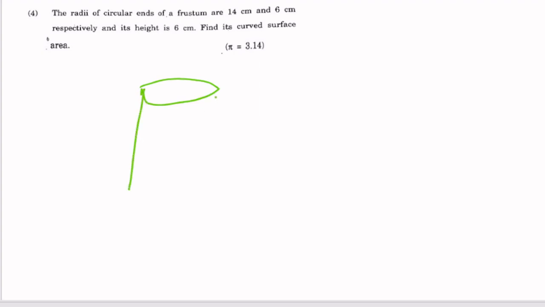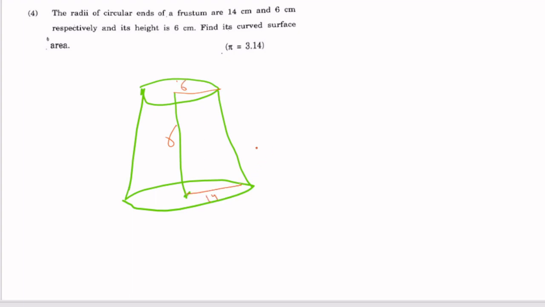There will be something like this on the upper side and something at the bottom also. Center, and this distance is already given. How much? 6 centimeter, and the radius of the upper side is given as 6 centimeter, and here it's 14 centimeter because it is larger, right? Now you have to find its curved surface area. To get the curved surface area, you have to calculate L first. What is L? L is nothing but the slant height that you have to calculate.